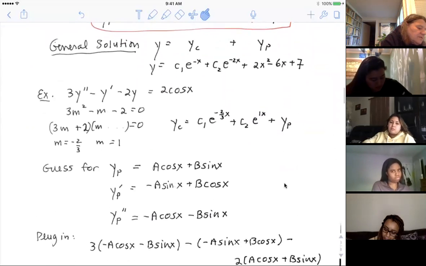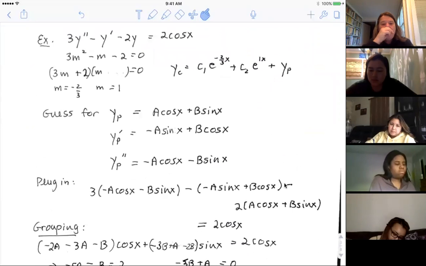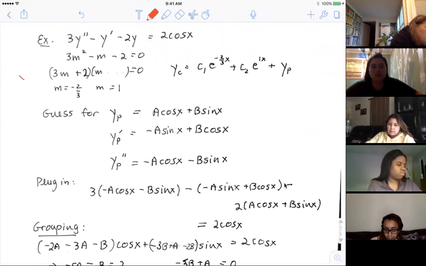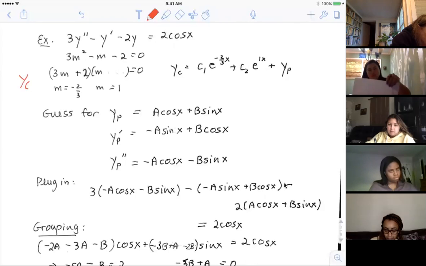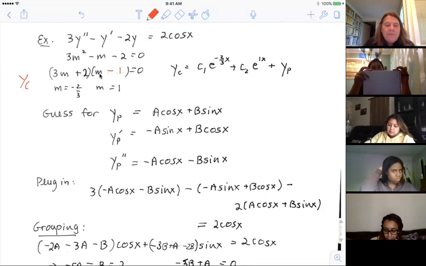Okay, let's see. Let's look at this one. 3y double prime minus y prime minus 2y is 2 cosine x. First step again, I need to find my YC. So that's what I'm doing here. It's 3m squared minus m minus 2. Yes, my brain's skipping a beat again here. Let's see, what do I need there? I need a minus 1 right here. There we go. I know what that is. I'd made a mistake and I white things out and I forget to go back and put them back in. So 3m plus 2 times m minus 1.